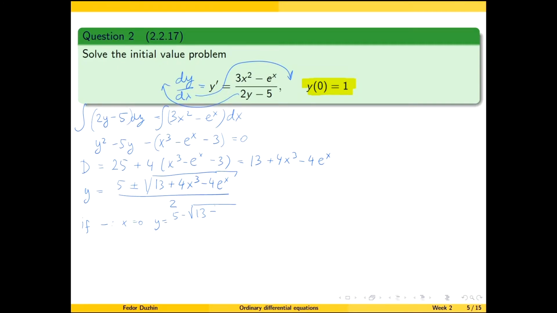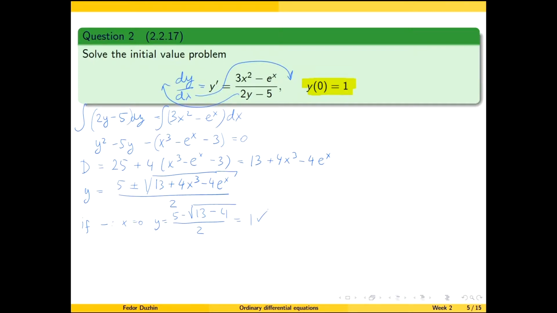Now x is 0, so x cubed is 0, so minus 4. Correct? Yeah, e to the 0 is 1, so minus 4, over 2. 13 minus 4 is 9, square root of 9 is 3, 5 minus 3 is 2, so 2 over 2 is 1. So check, this is the correct value of y.